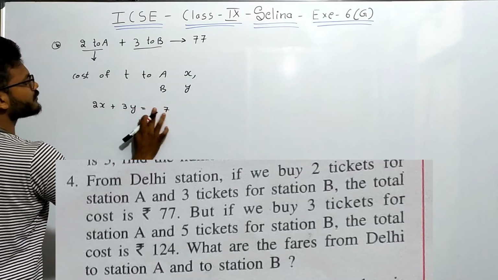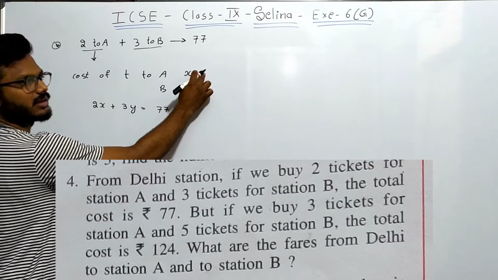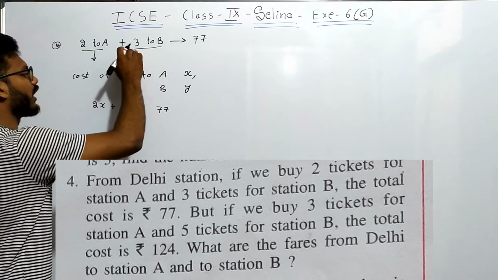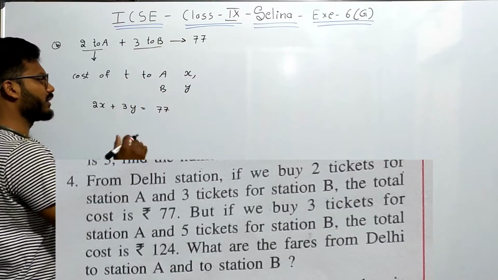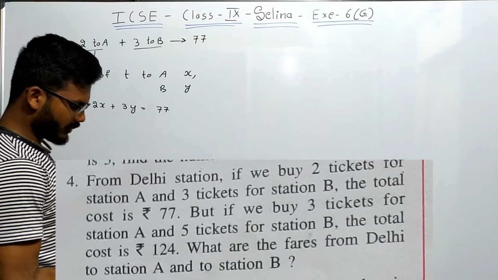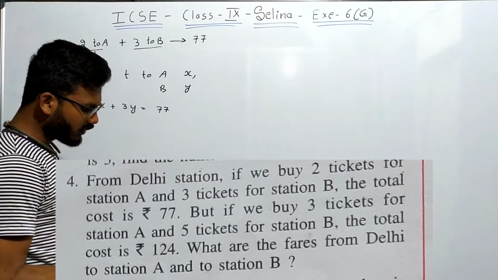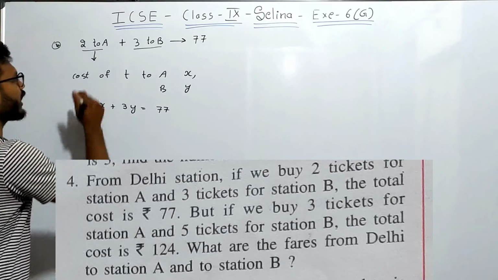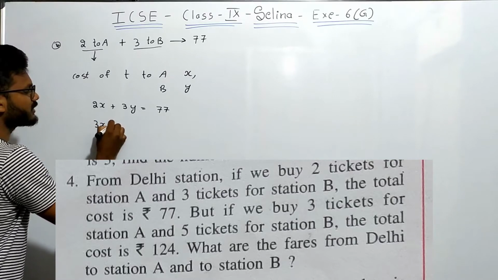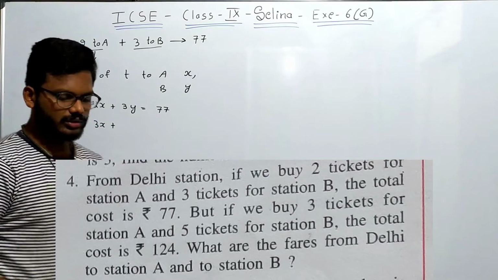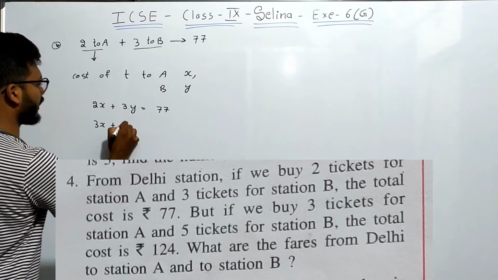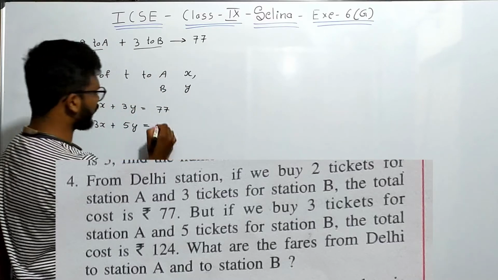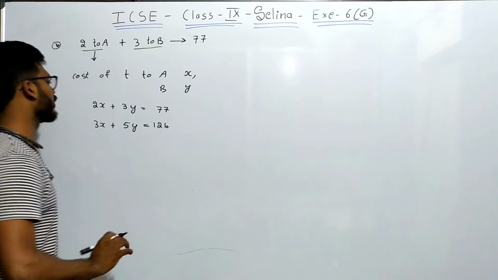That's all right. Why? The cost of one ticket is x, and 2 tickets to station A is 2 into x, so it is 2x, and 3 tickets to station B will be 3y. Next one. If we buy 3 tickets to station A, that means 3x, plus 5 tickets to station B, so 5 into y, the cost is 124.